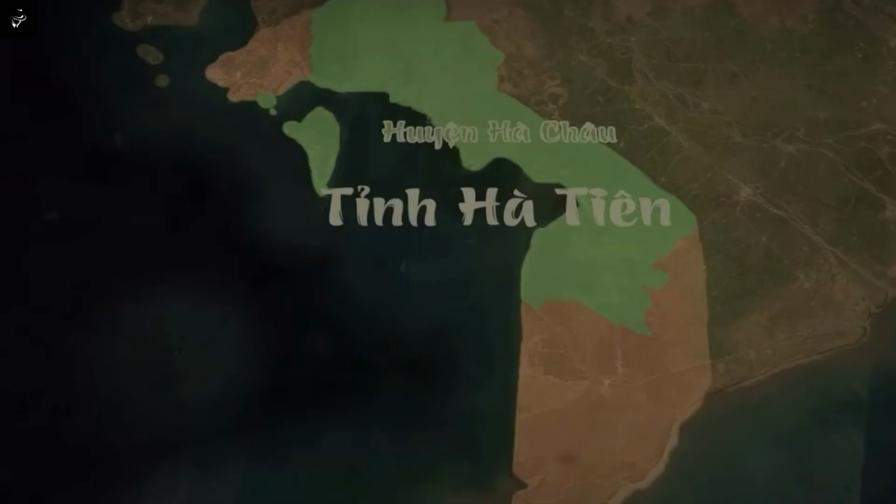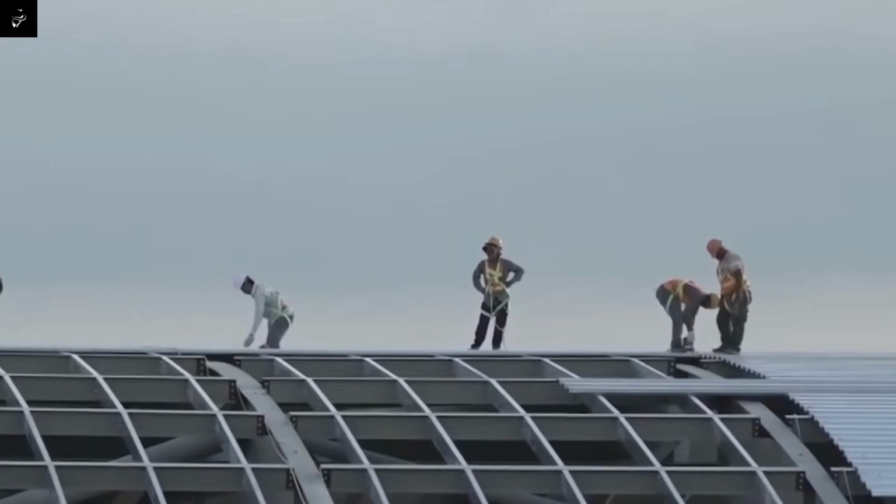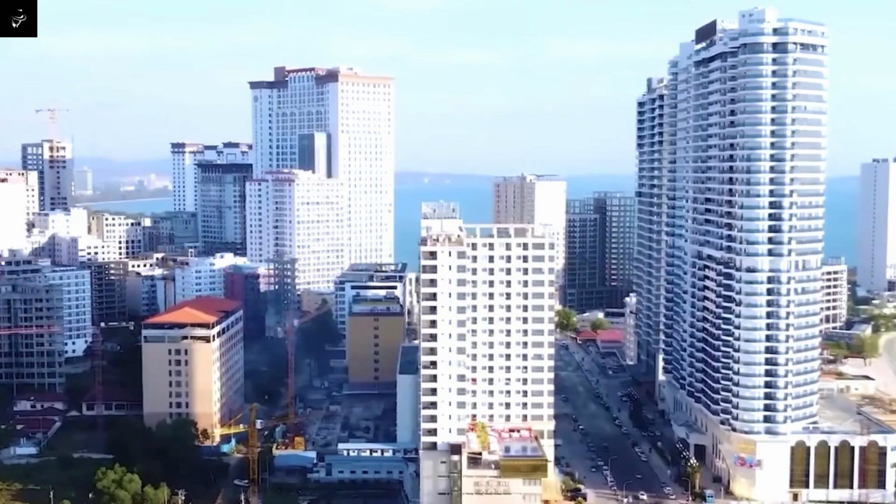If implemented exactly as planned, this canal will open into the Gulf of Thailand and be located very close to the city of Ha Tien as well as Phu Quoc Island. These are all key cities, holding significant importance in both the political and economic aspects of the country.